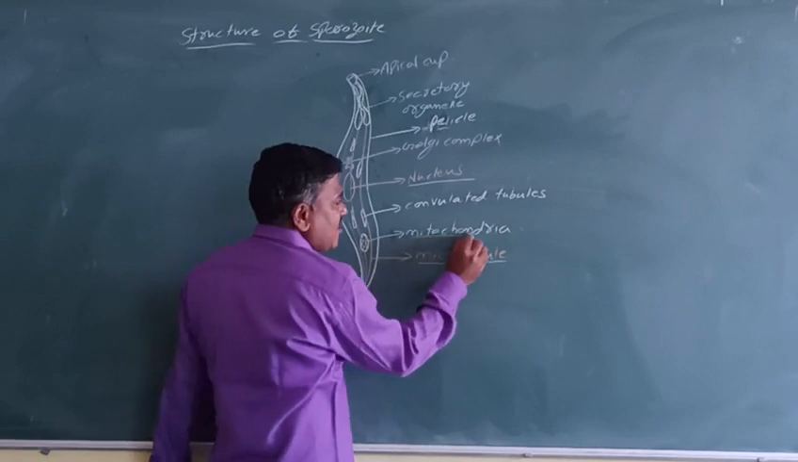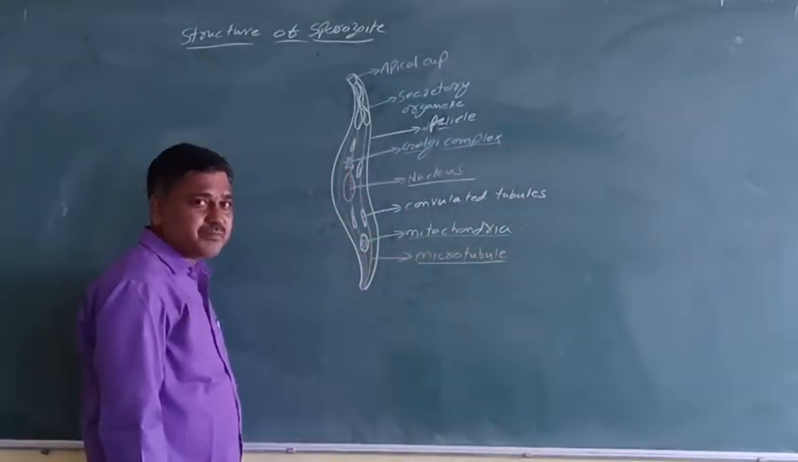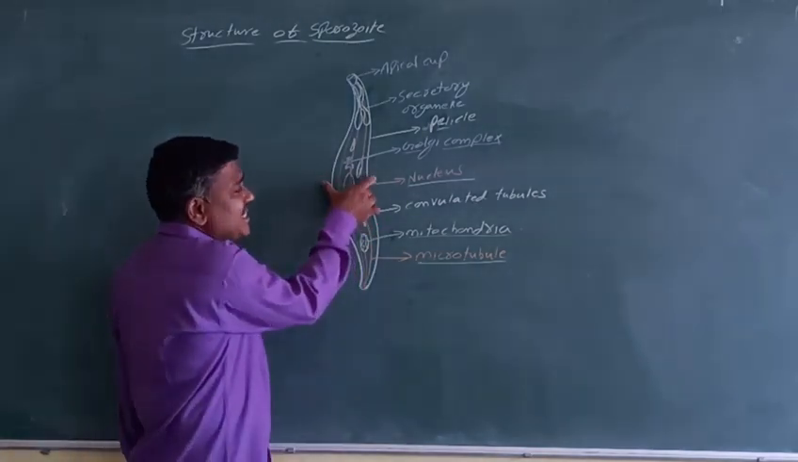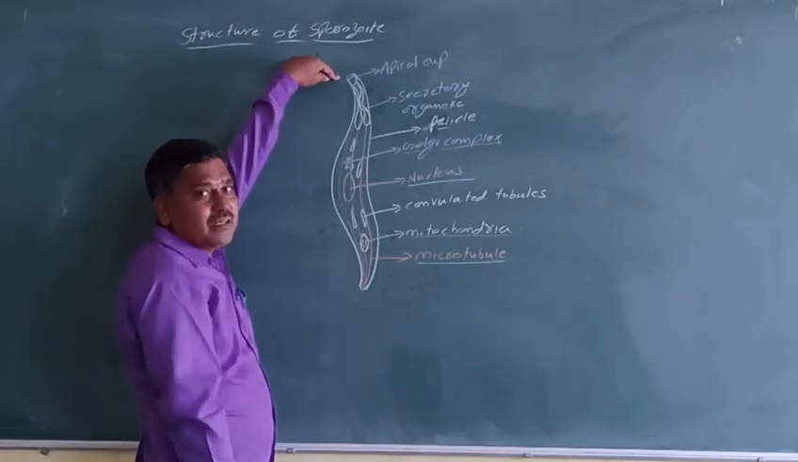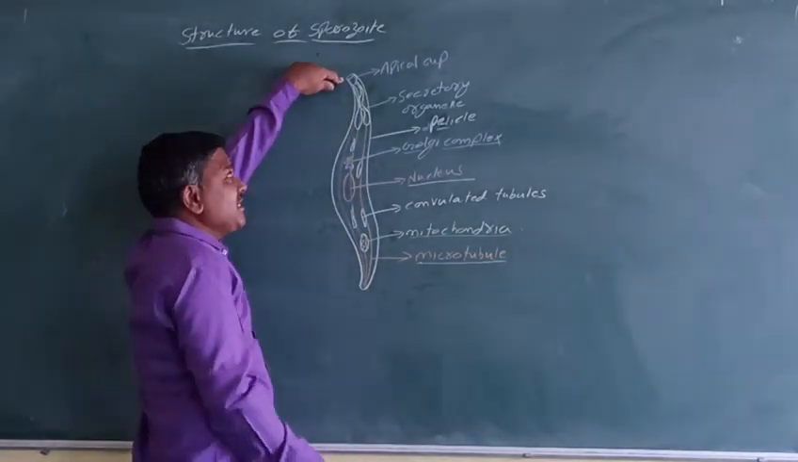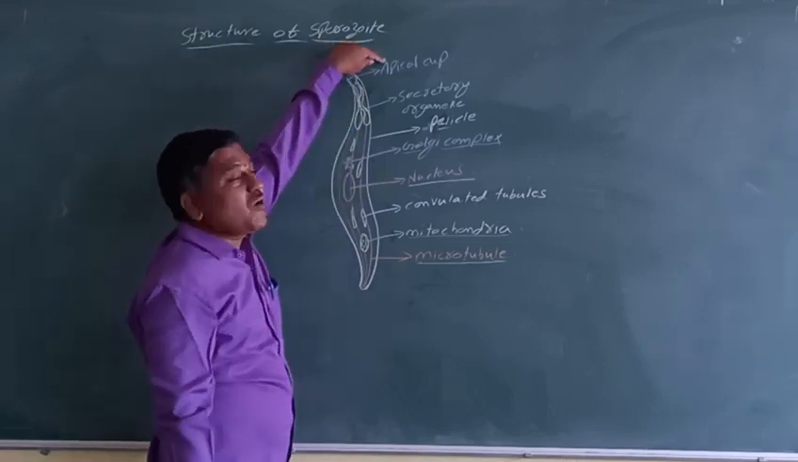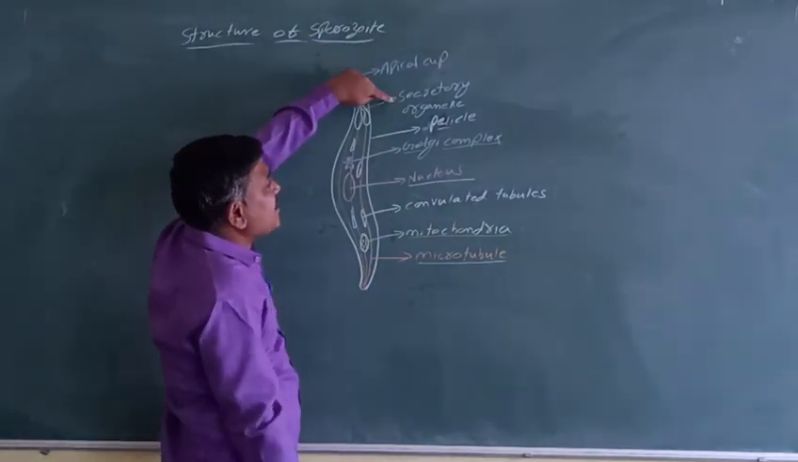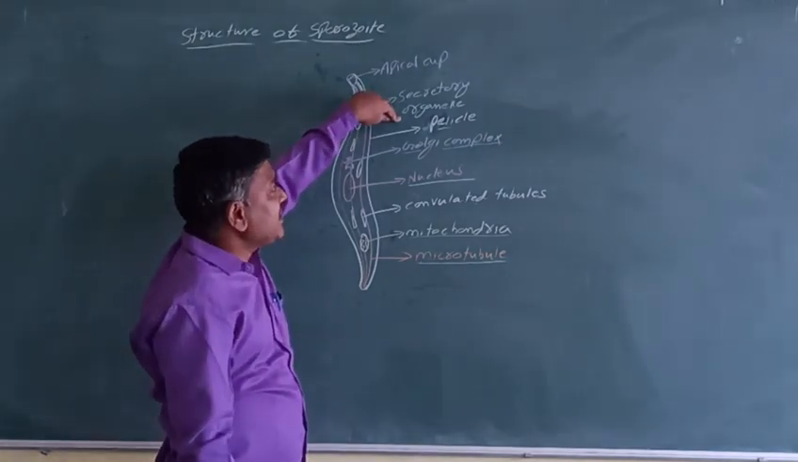Then there is a presence of mitochondria and a Golgi complex. Keep in mind, it is a sickle shaped structure. At the center it is somewhat enlarged, but at the tip it is pointed. At the topmost tip, the apical tip, there is a cap-like structure, and this cap-like structure is called the apical cup. Below the apical cup, there are secretory organelles.